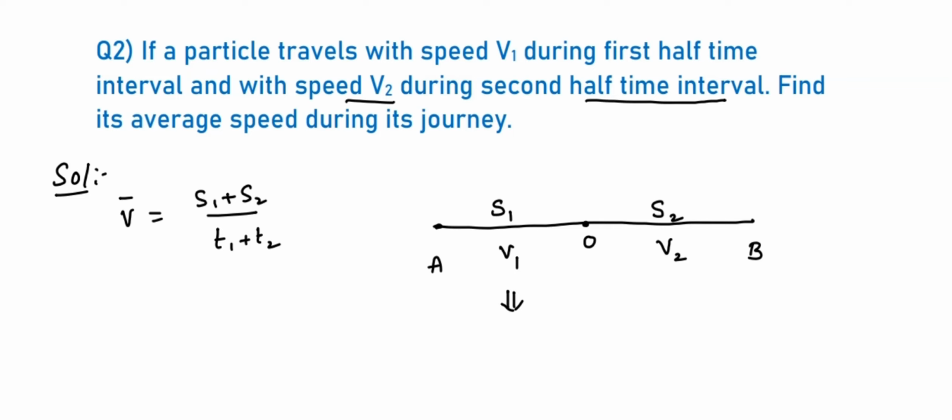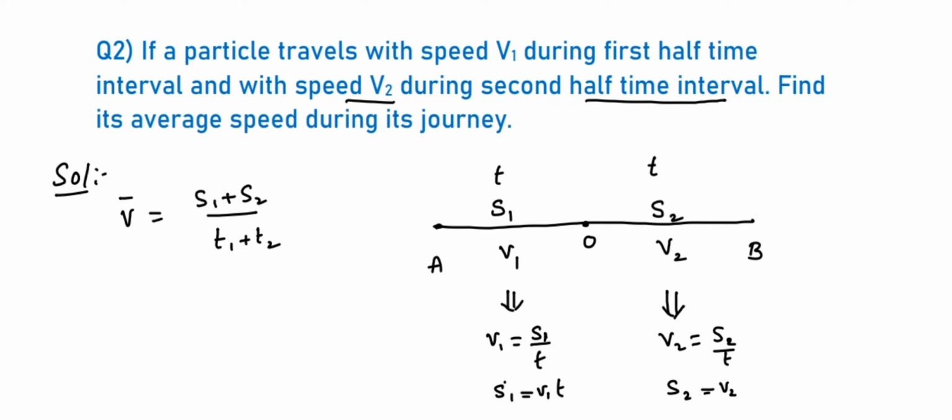From this we can write V1 is equal to S by, suppose, this time interval T. He has given that the time interval is the same, so A to O and O to B are both T. Otherwise you can take T by 2, T by 2. Choice is yours. V1 is equal to S1 by T, so S1 is equal to V1 into T. Similarly, for the second part, we can write V2 is equal to S2 by T, so S2 is equal to V2 into T.